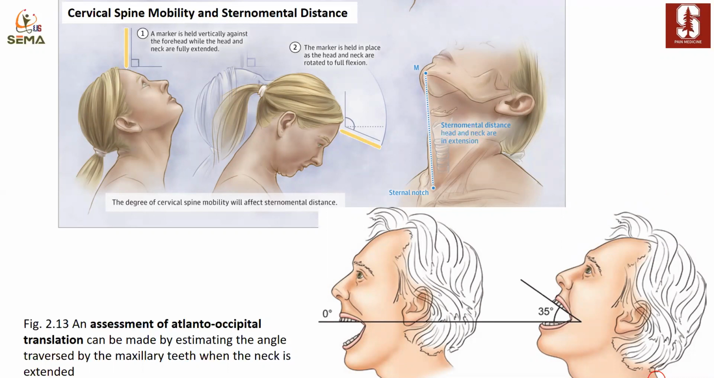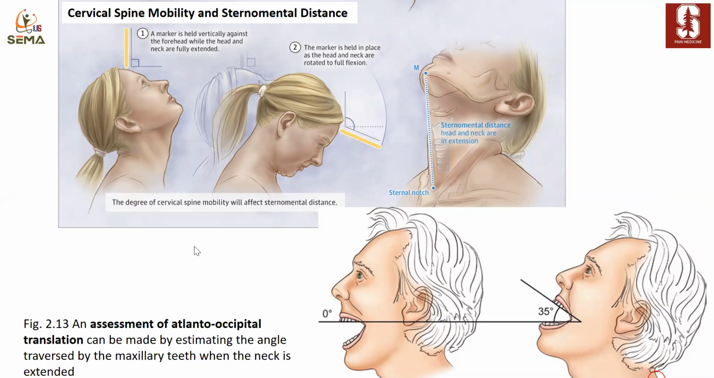On extending the atlanto-occipital joint, the angle created by moving the occlusal surface is estimated. You can use goniometry here, but also you can just look at it. If it's basically 0, it's not moving, then that's a bad sign. If it's 35 or more, that's a good sign.